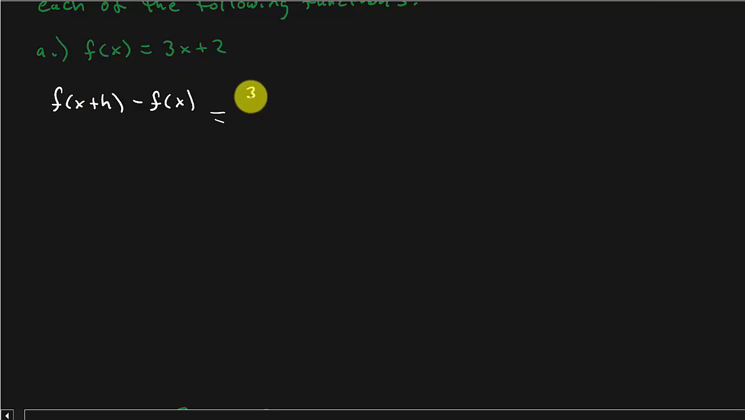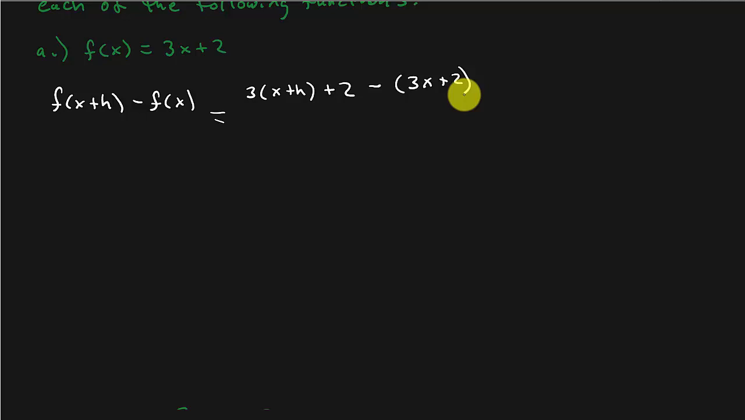So that's going to be 3 times x plus h plus 2. There's my f of x plus h, right? I just replaced the x with x plus h. Minus f of x, so minus this. So the 3x plus 2 needs to be in parentheses. Okay, so hopefully that makes sense. We worked, like I said, two of those just a while ago doing that.